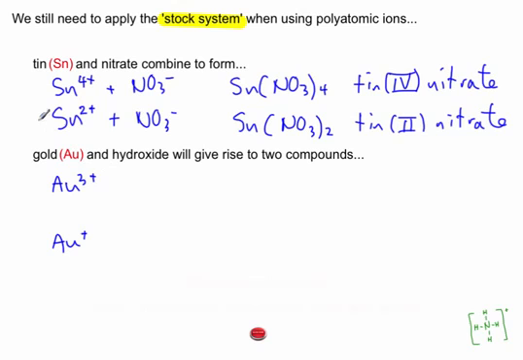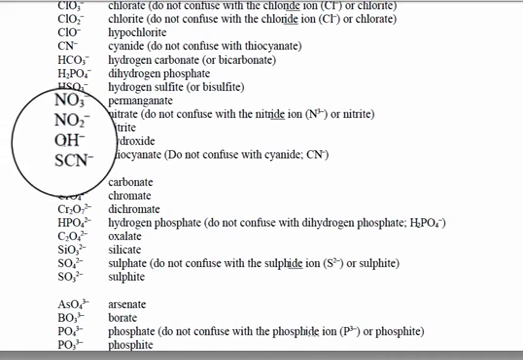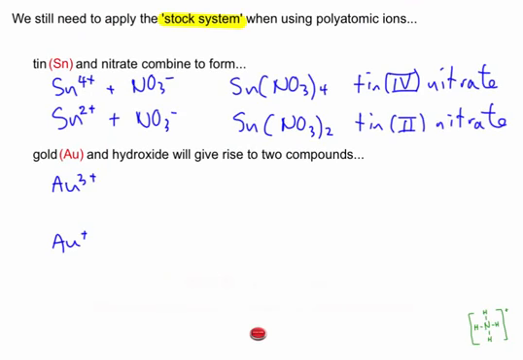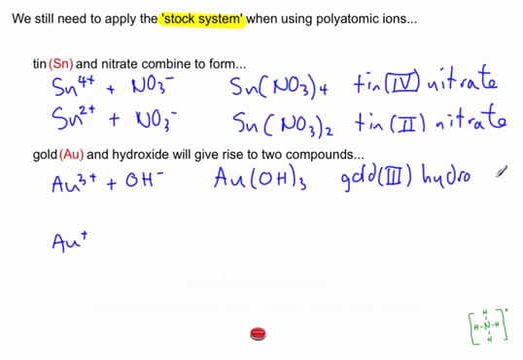Now gold 3, we're combining this with hydroxide. And so here's hydroxide. Again, it's probably one you remember. It's very common, OH minus. And so the hydroxide ion, OH minus, gives rise to the formula Au(OH)3. And that would be called gold(III) hydroxide. Now, I wanted to use this example because this is a pretty common mistake, and it comes up frequently with hydroxide. People will do this.